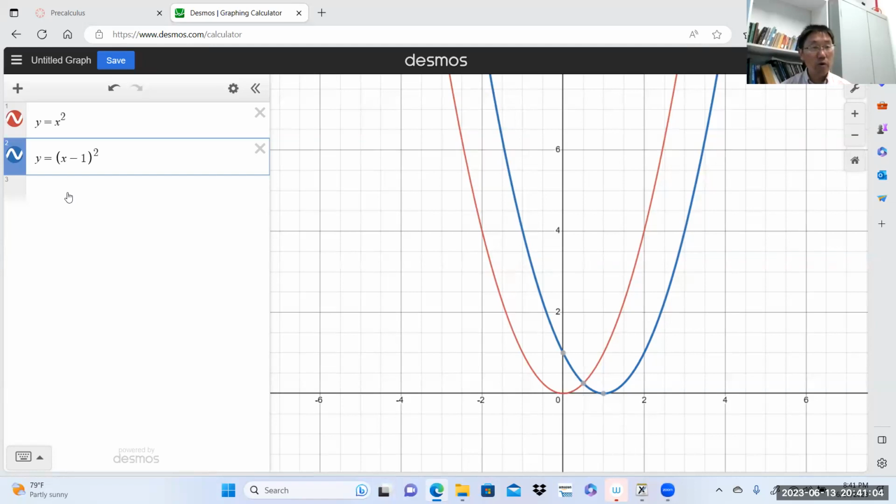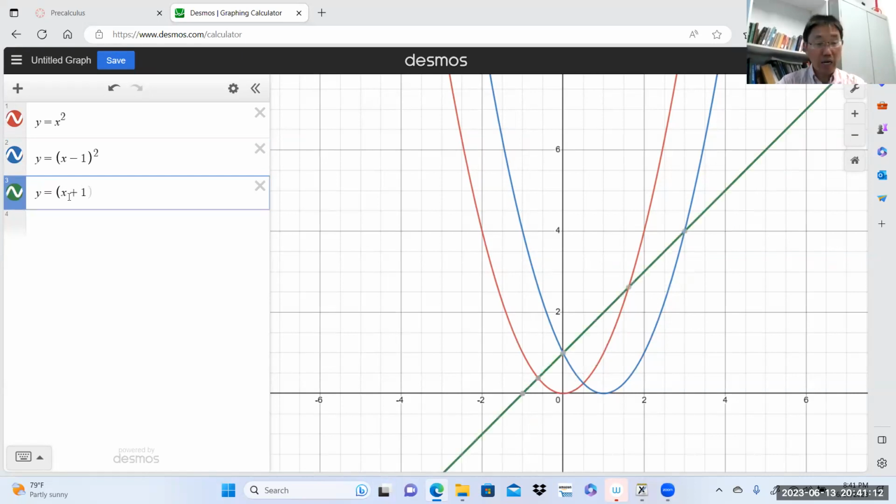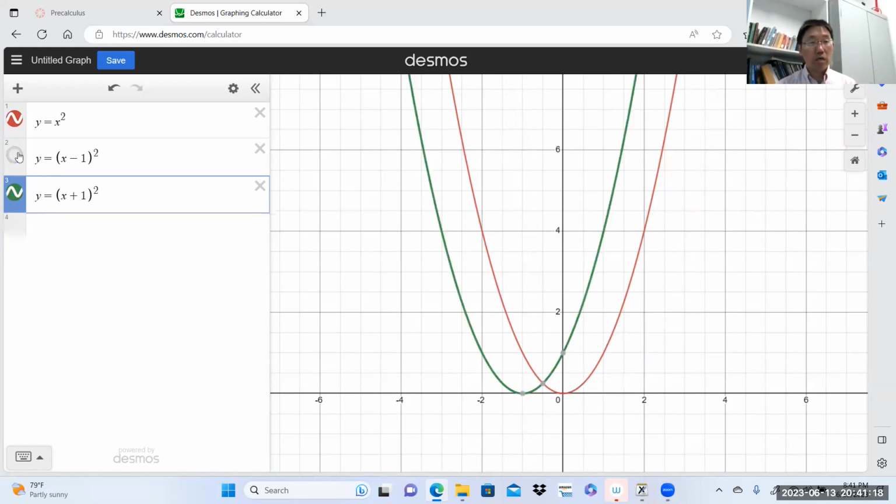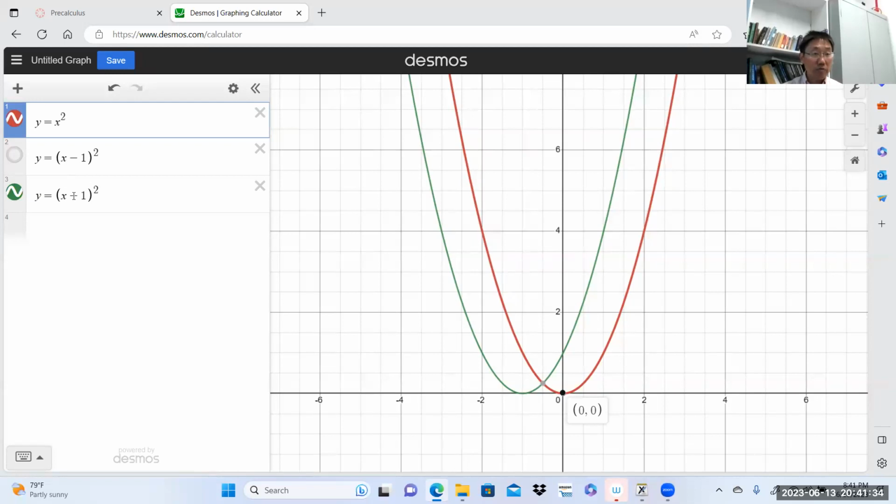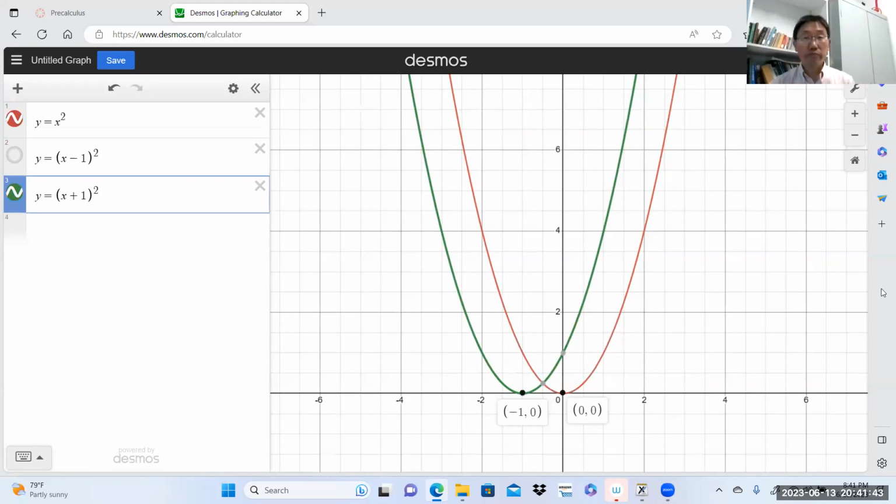Now, how about the graph if I change this function to y equals x plus 1 squared? Let me undo this one. You get this green curve now. The green curve is obtained from that red curve by shifting that red curve to the left by 1 unit, right? The vertex for the red curve is 0, 0. But for this curve now it's negative 1, 0, because you use negative 1 as x to get a y value of 0. For the left. Got it?